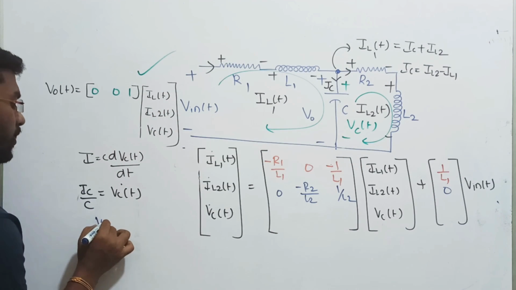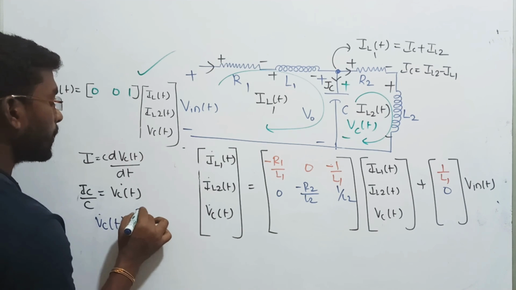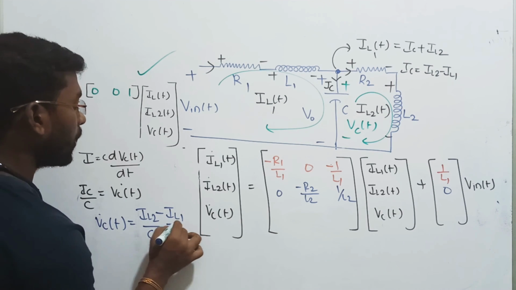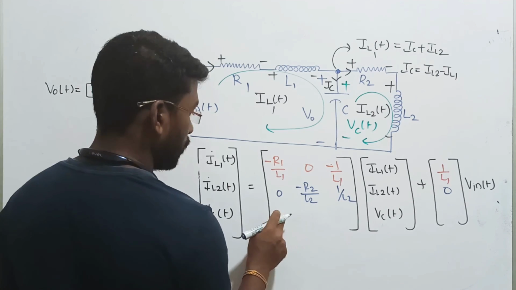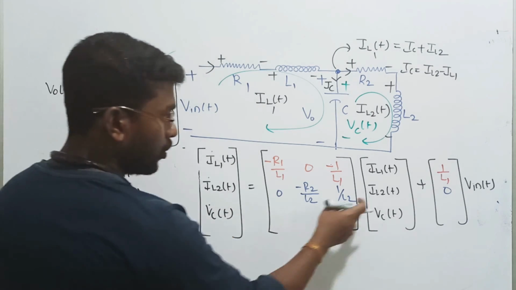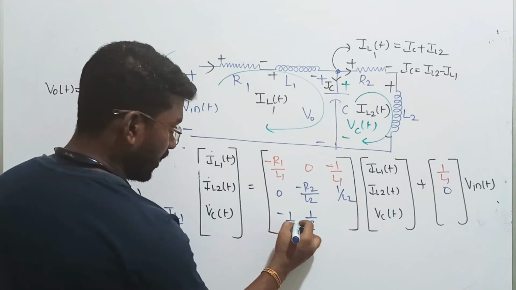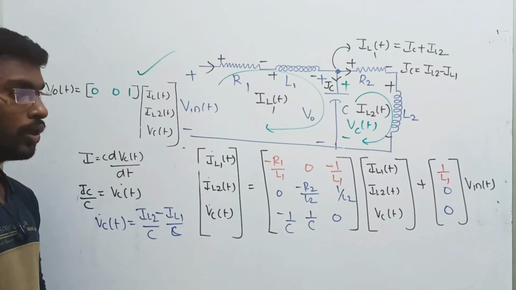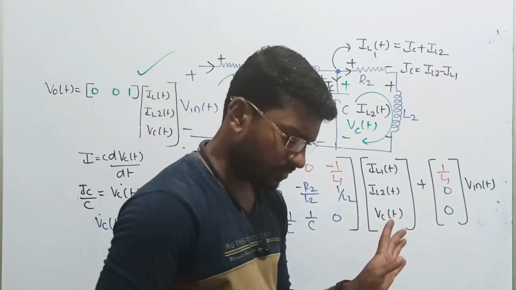பண்ணுங்க, such that VC dash of t can be written as IL2 minus IL1 divided by c. எழுதலாமா? VC dash of t should be equal to 1 by c into IL2 minus 1 by c into IL1, such that here is going to be 0, and input எதுமே வரல, that is also going to be 0. So that is how we are developing the state model equation. Clear?